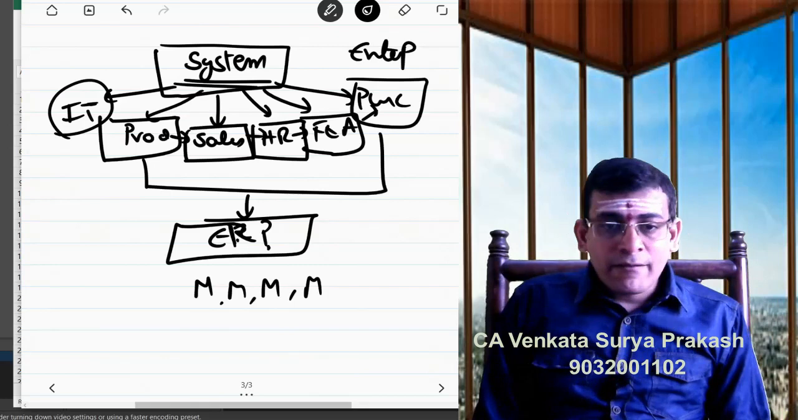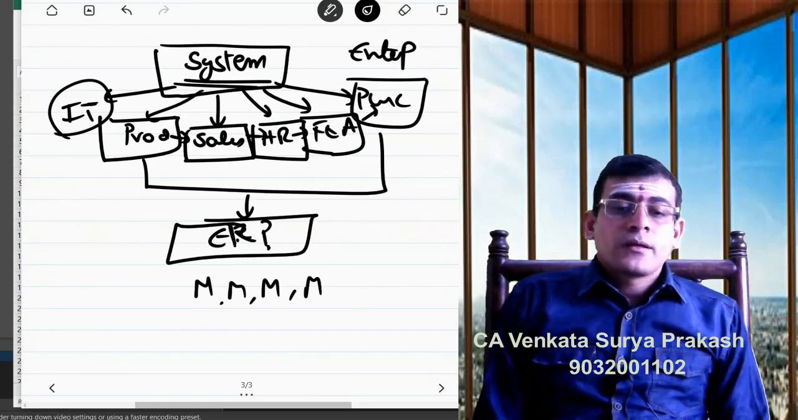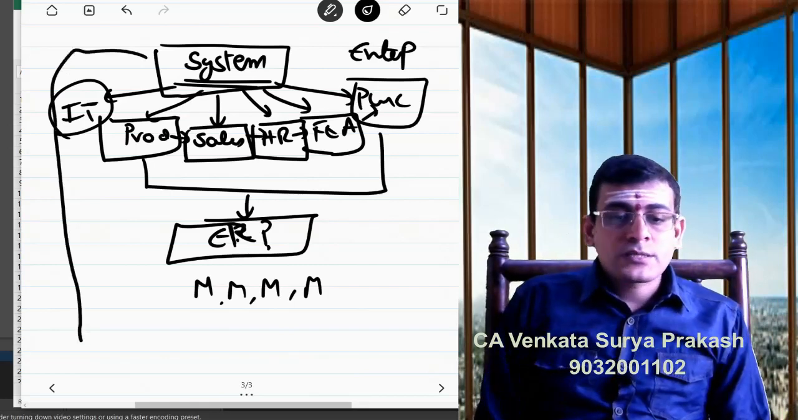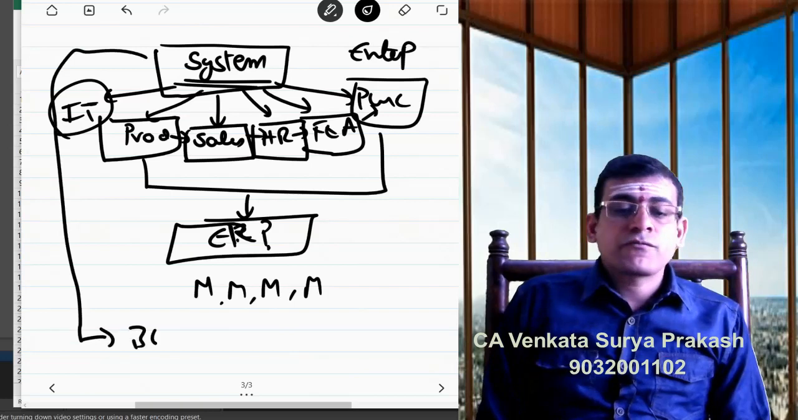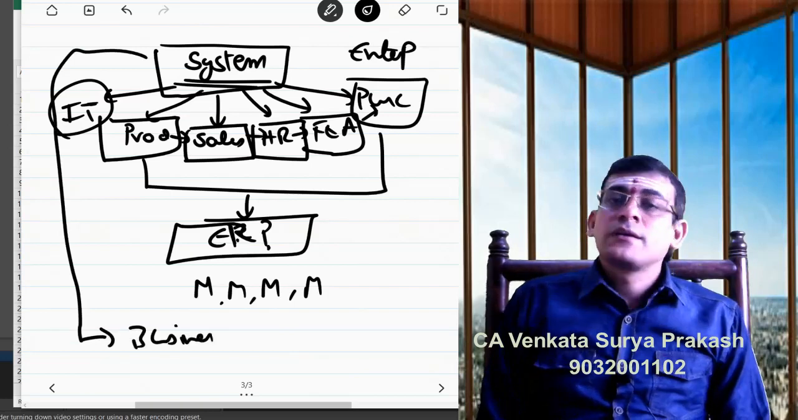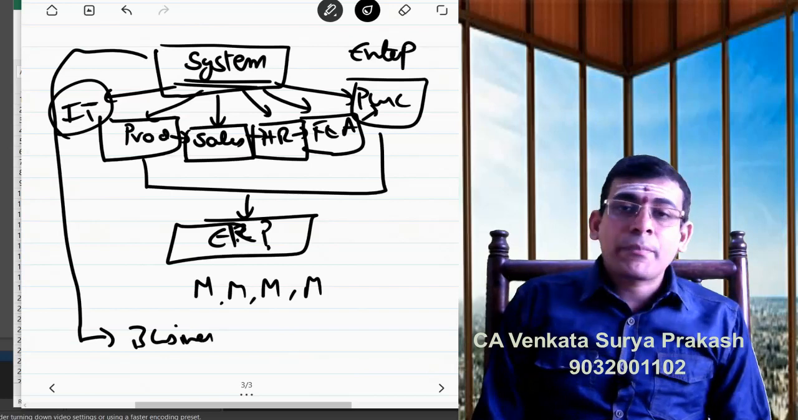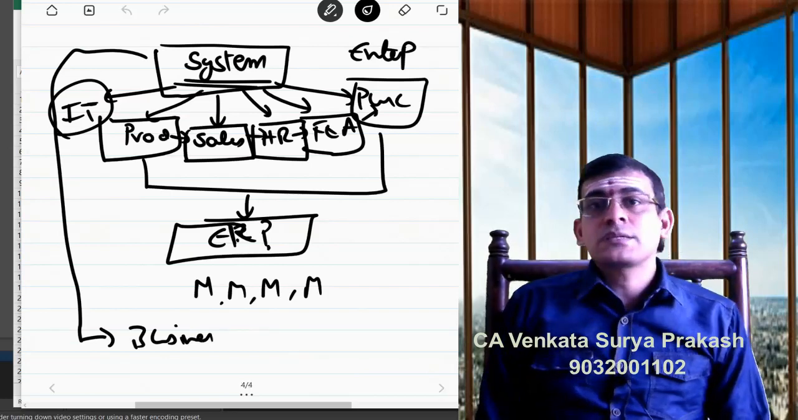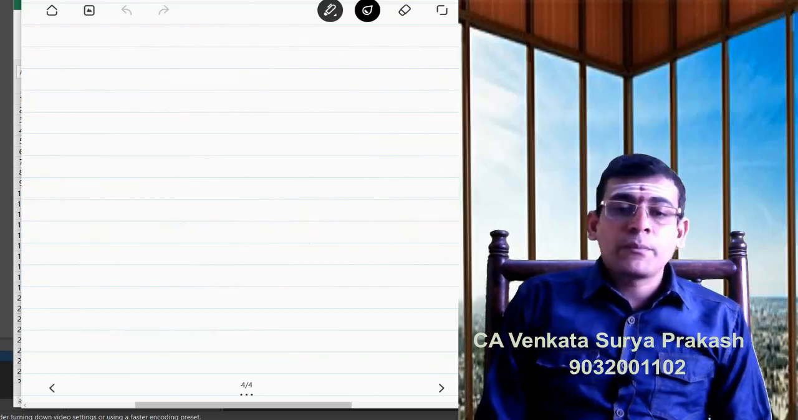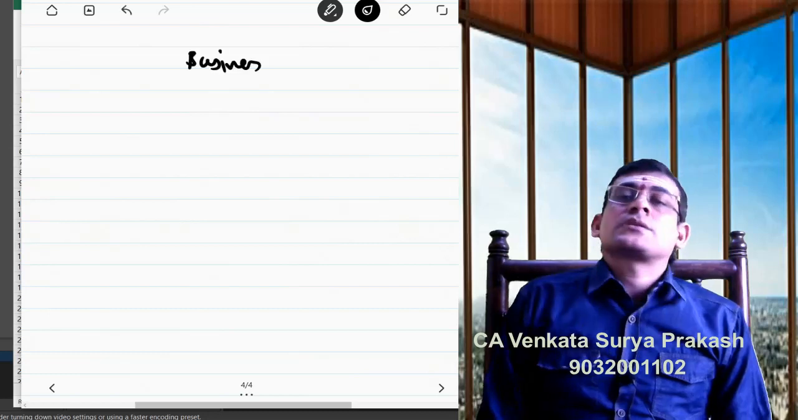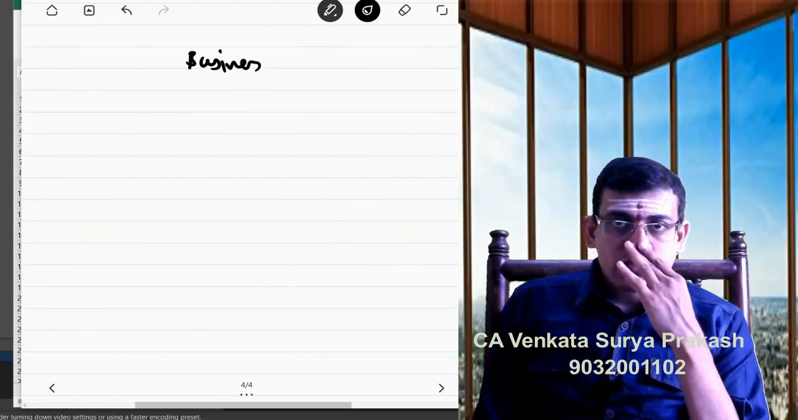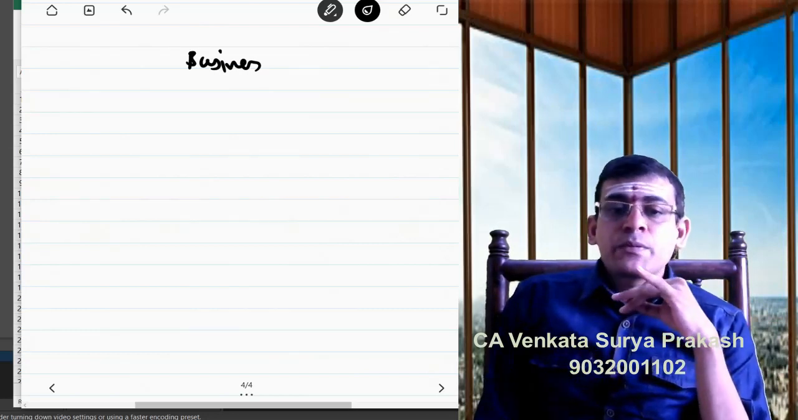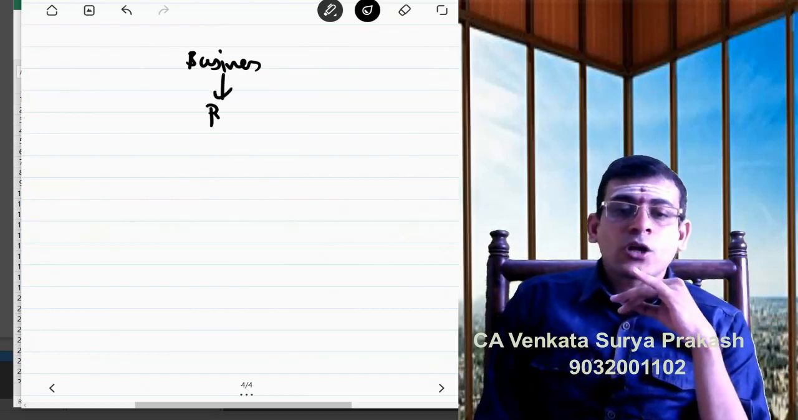Now, whenever you have a system, what will this system be for? This system will be placed for the business, because the enterprise is doing a business. Whenever the enterprise is doing some sort of business, the business cannot function without a process. Every business will have a set of processes.